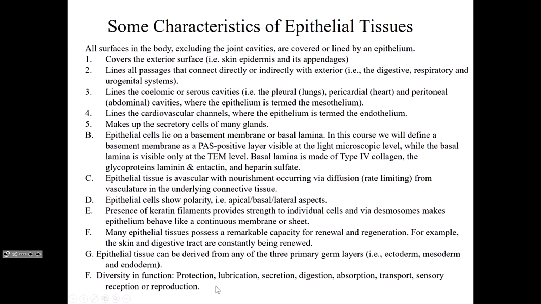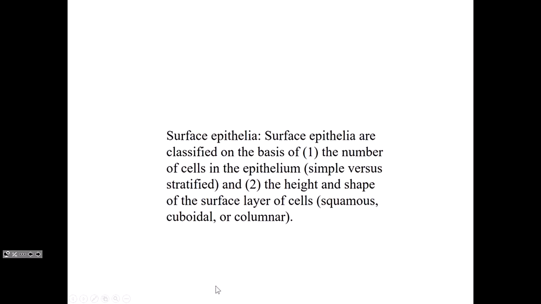All of these things we will see as we discuss the various tissues and organs as we go along through this course. Okay, so surface epithelia. These are classified, epithelial sheets classified based upon the number of cells in the epithelium. Is it one layer of cells? If it's one layer, it's called simple. If there's multiple layers of cells, it's called stratified. And the height and the shape of the cell. So if it's flat, it's squamous. If it's square-shaped, it's cuboidal. If it's elongated, okay, it's columnar.